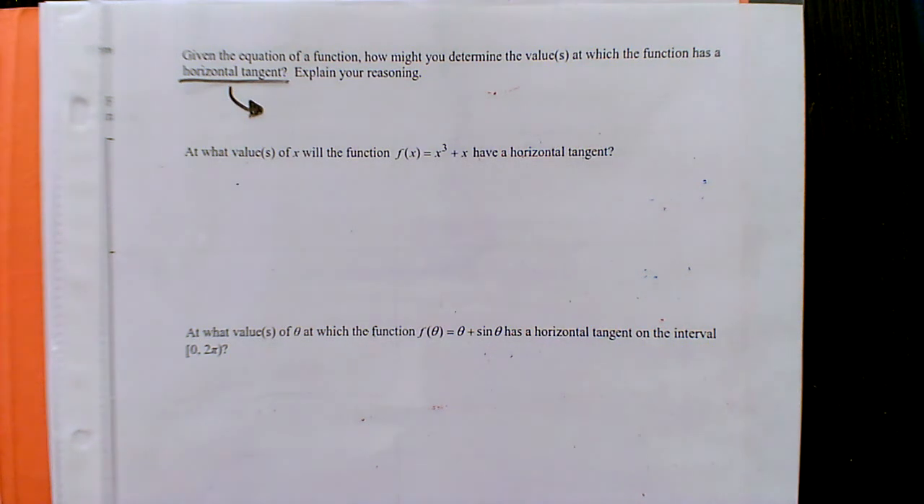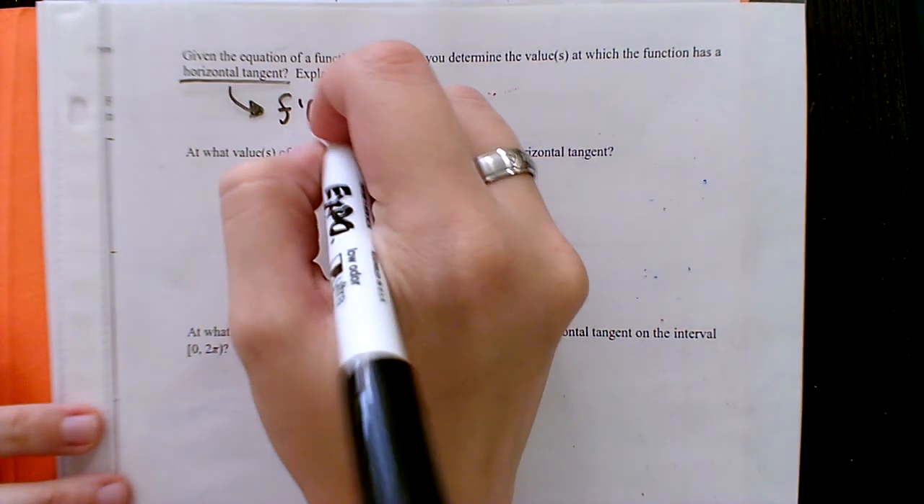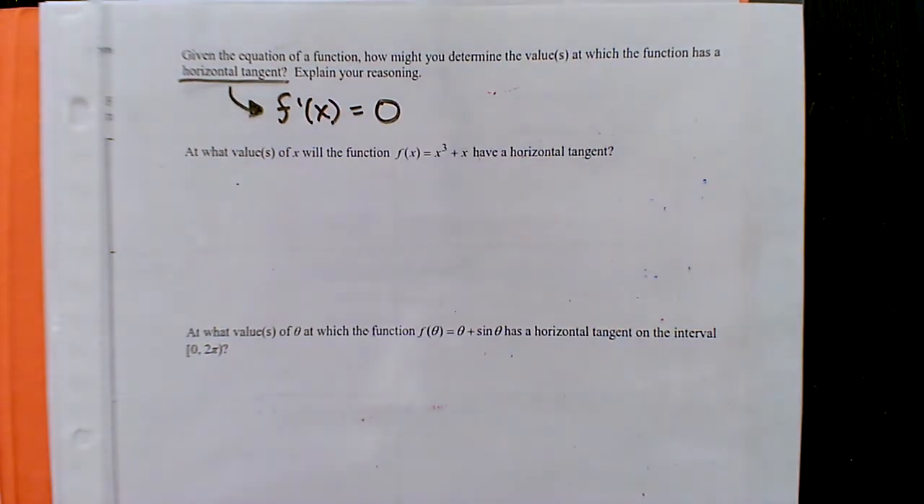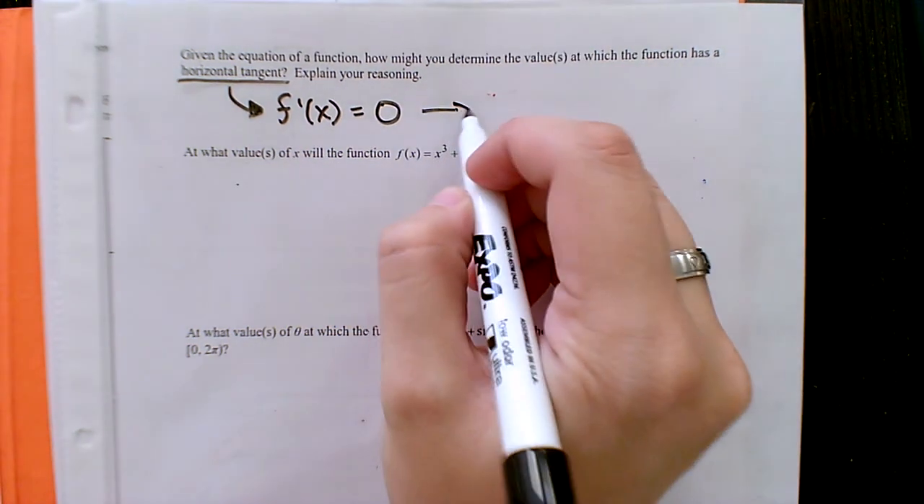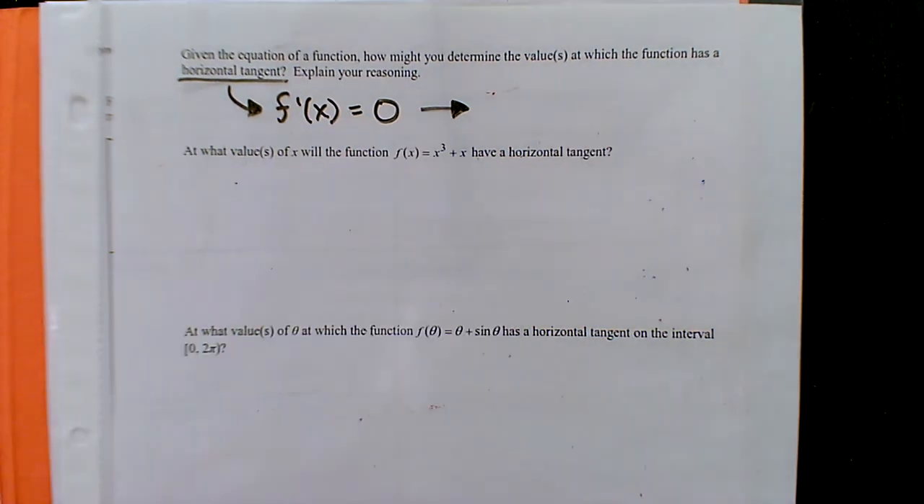If you have a horizontal tangent line, what is the slope of a horizontal tangent line? Yeah, 0. All right, so the derivative would have a value of 0. And graphically speaking, if you have a derivative or a slope of 0, do we know what possibly is happening on the graph at that spot? Can you describe what the graph might look like? Yeah, the max or min. You have a max or a min.